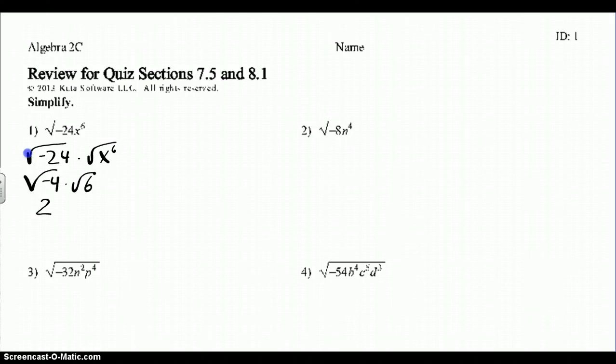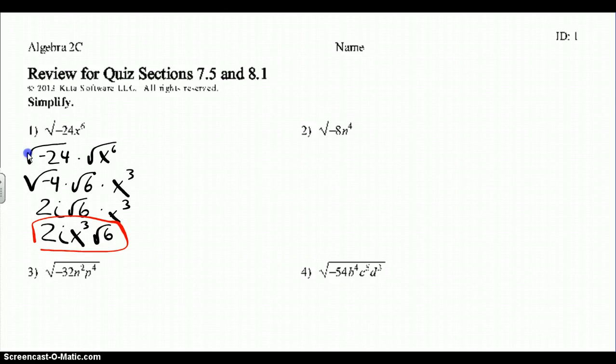And that simplifies to 2i root 6. And then if we're looking at the square root of x to the 6th, 2 goes into 6 3 times, so that gives me x cubed. Okay, so for my final step, I need to move the x cubed out front, which gives me 2i x cubed times the square root of 6. And that's going to be my final answer right there.